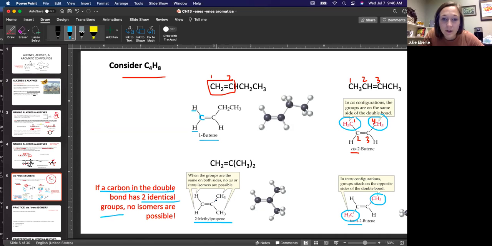It could be hydrogens, or if it has just 2 identical groups. So it could be methyl groups. If it had 2 ethyl groups branched off the carbon, as long as the groups are identical, you cannot have cis-trans isomers. Okay, I get it now.